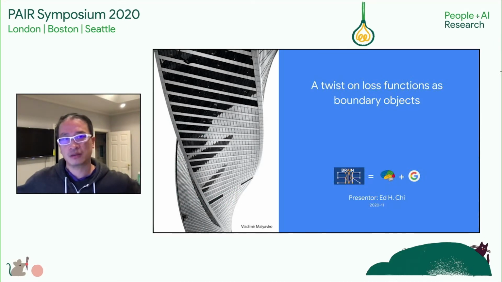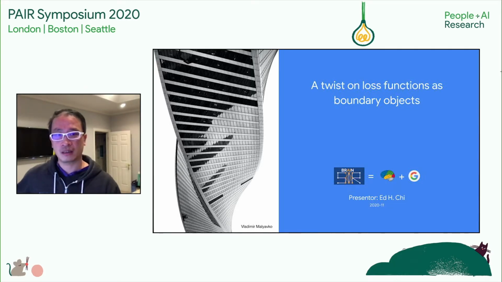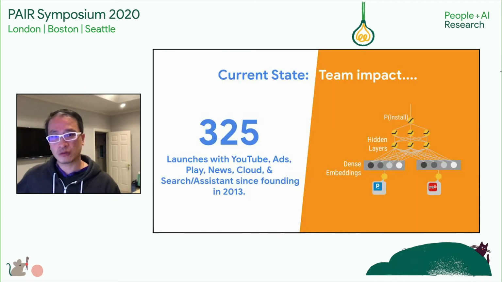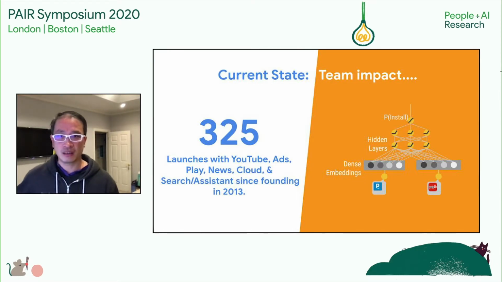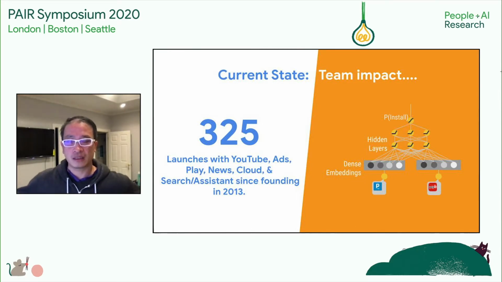I wanted to talk to you about my perspectives on essentially a twist on this loss function as a boundary object idea. My name is Ed, and I'm from the Brain SIR team here at Google. So why am I qualified to talk about this? Well, first of all, I was an HCI researcher with some connections into the CSCW community. And in particular, I did a lot of work in social computing.